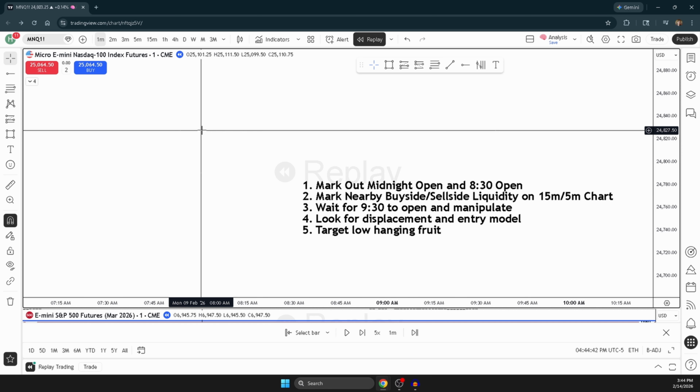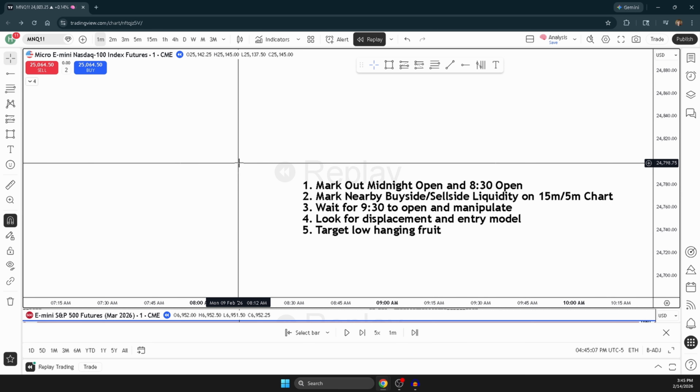You mark out your nearby buy side, sell side liquidity. Preferably these are relative equal highs, relative equal lows. After you mark those out, we wait for 9:30 to open, and then you wait for price to manipulate some form of liquidity or opening price. This is going against your intended direction. And then you target the other side's liquidity.